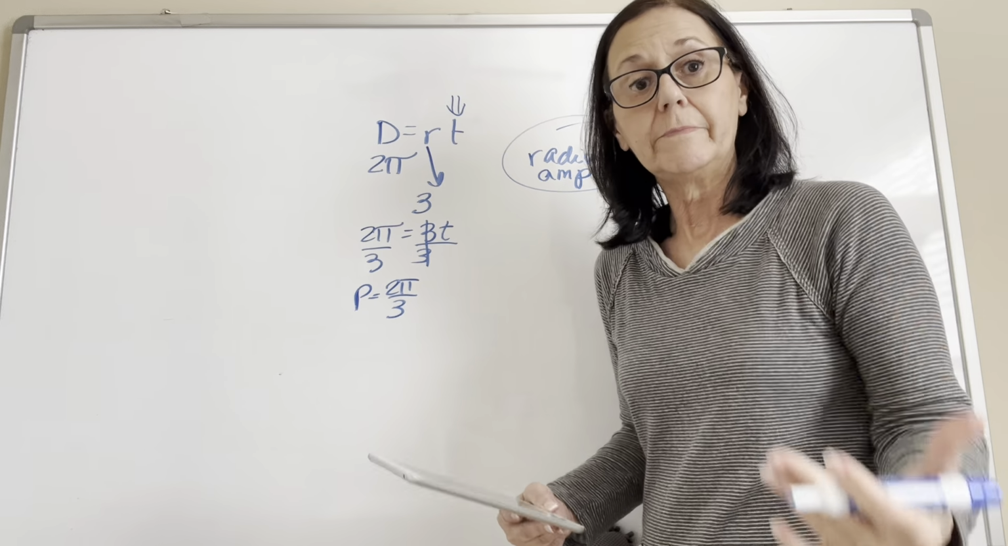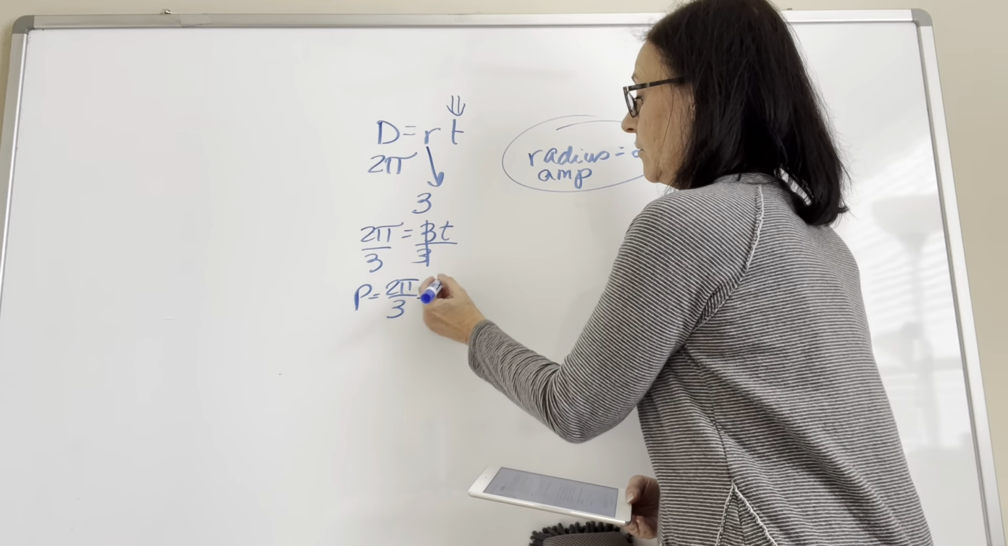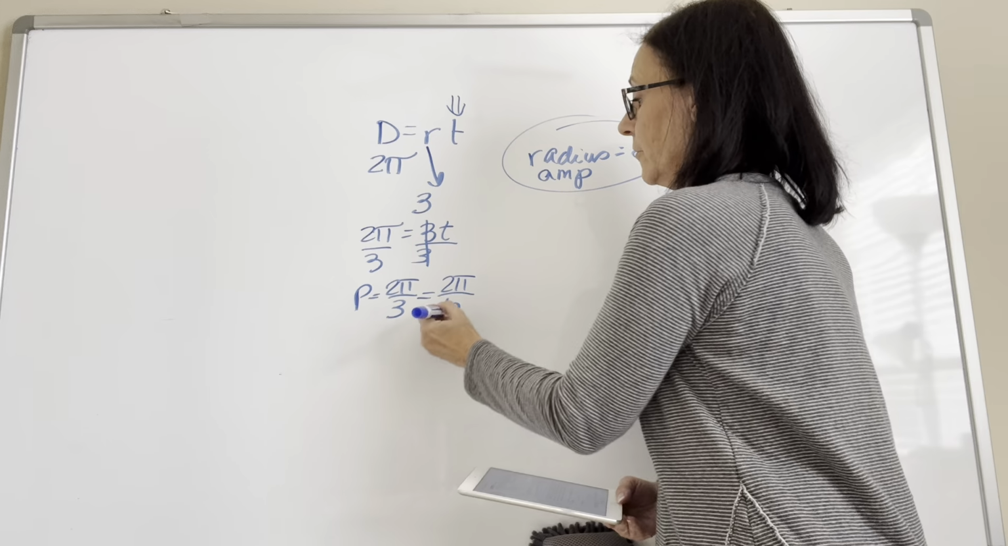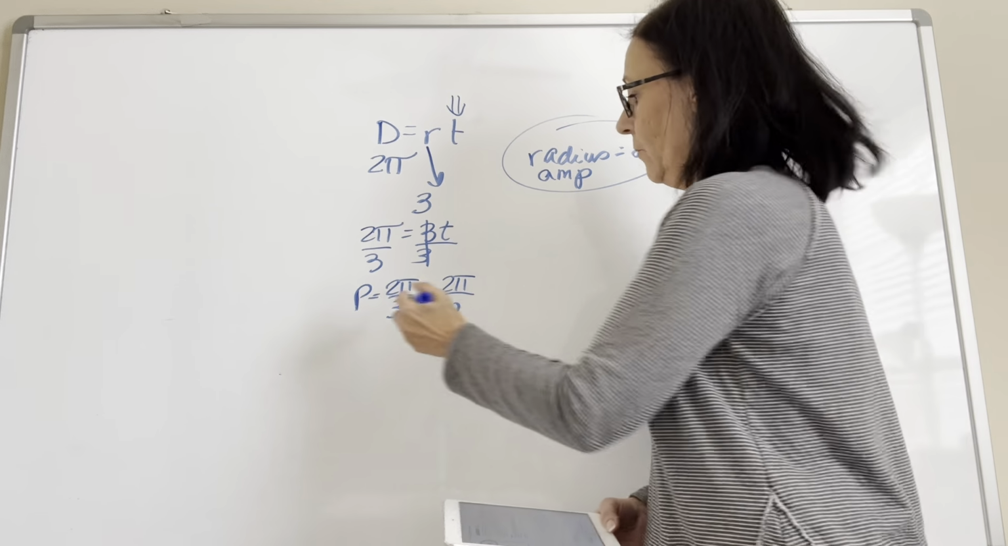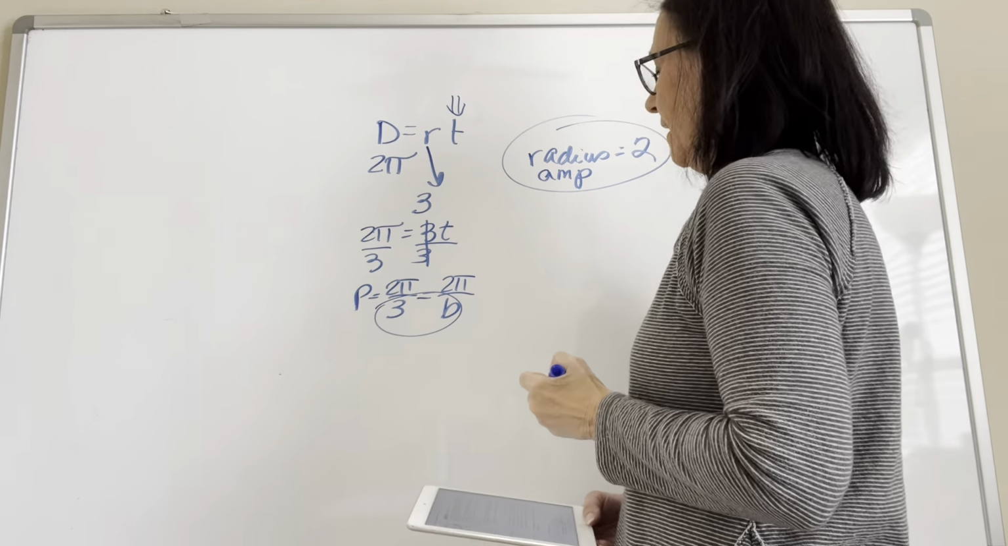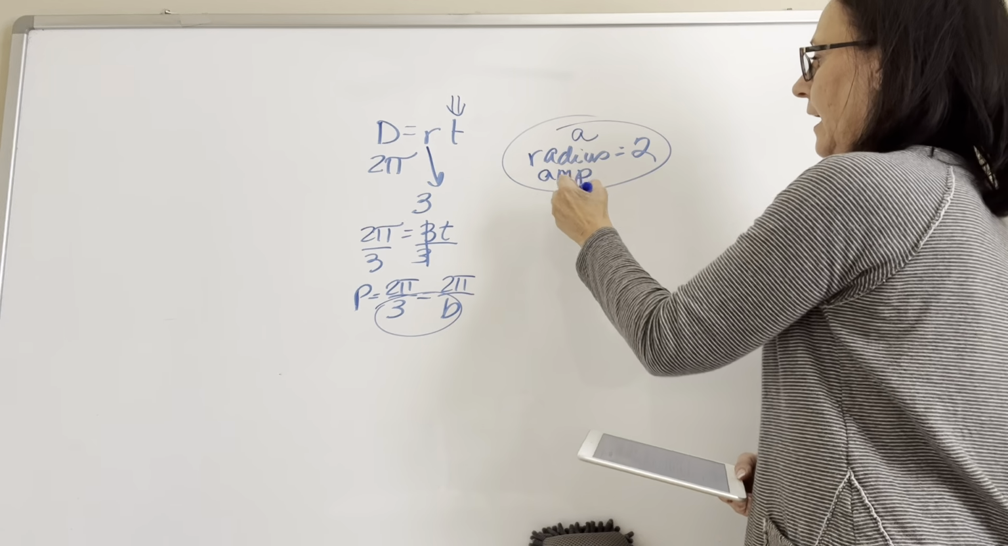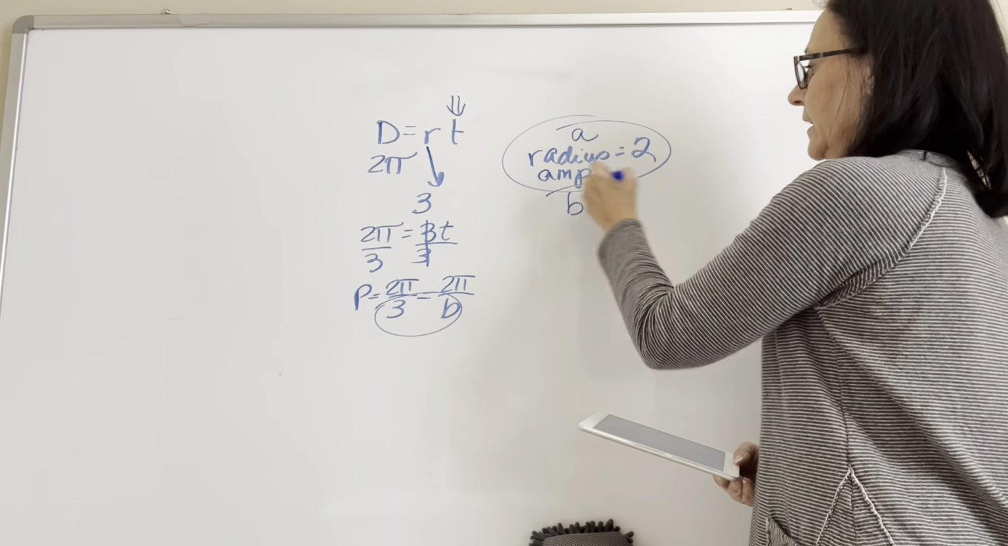Remember, to find the b value, we set that equal to 2 pi over b. Well, the b value has to be 3. All right, so I have my a value. I have my b value is 3.